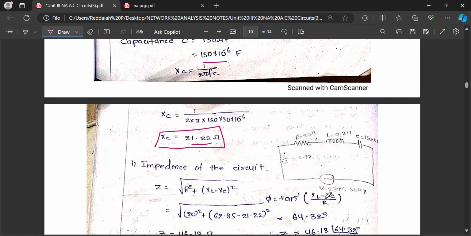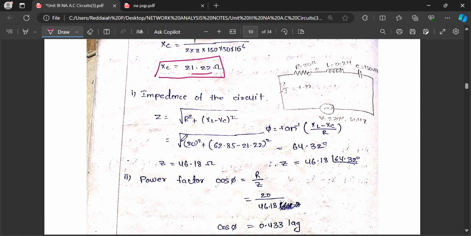Draw the RLC circuit and the given supply. Impedance Z equals R plus j(XL minus XC), or you can calculate the magnitude directly as the square root of R square plus (XL minus XC) whole square. Substitute all values and you will get 46.18 ohm. Phi equals tan inverse of (XL minus XC) by R. Then Z is 46.18 at an angle of 64.32.